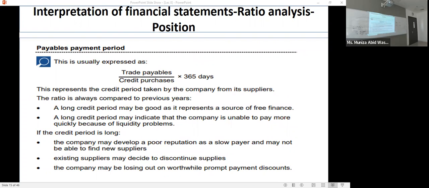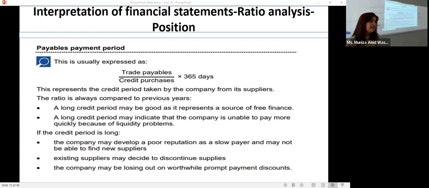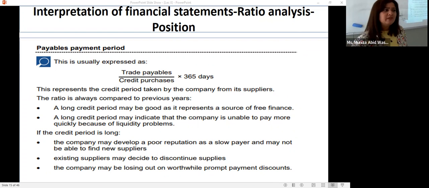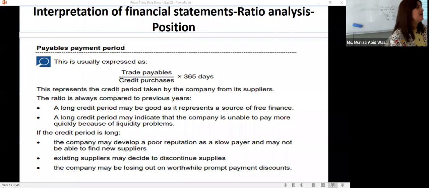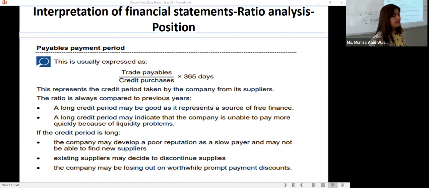Next position ratio is the payables payment period. So contrary to the receivables collection period, the company is going to analyze the payables payment period as well. Payables payment period tells us how many days the company is normally taking to pay back its payables. Payables are the creditors of the company. These are the persons or the parties from whom the company has purchased something on credit.